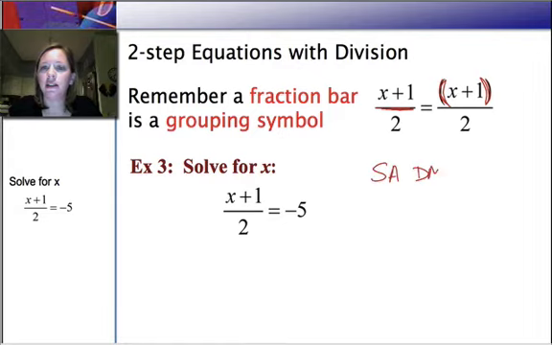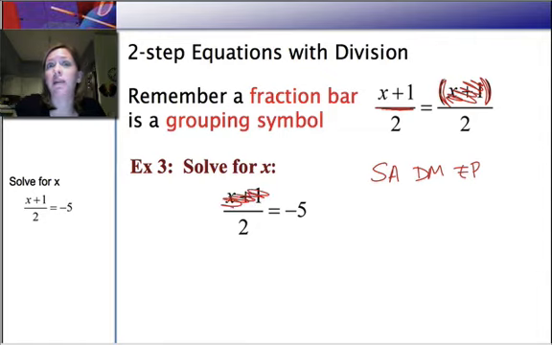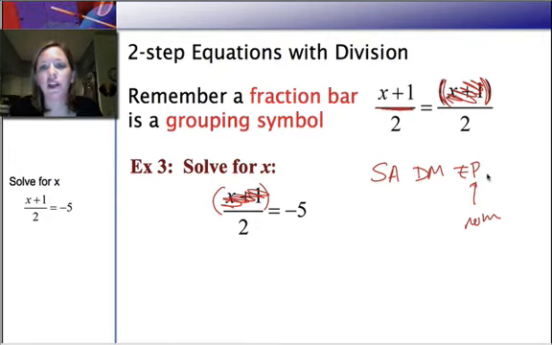SA, DM, EP, it's almost as if we don't even know what's in the numerator, right? There's just something up there. We don't know what it is. It could be anything. All we know is it's inside of parentheses. It's inside of a group. That means the numerator is the P part of SADMAP. That gets undone last. So we don't really have addition and subtraction to undo first.